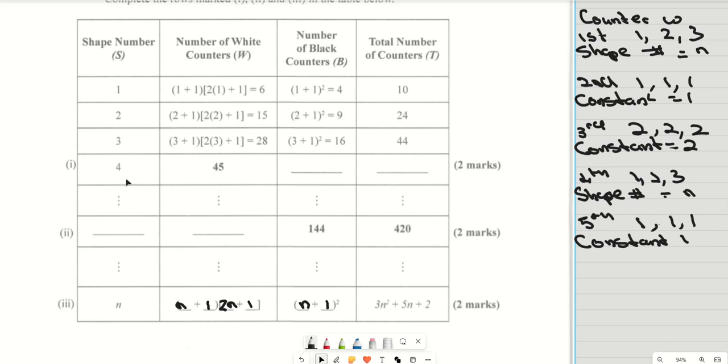Now this one, because we know what the shape number is, this is very easy to do, right? We know that our first term is our shape number. So 4 plus 1 all squared is equal to 25. And this is actually square numbers, right? 4, 9, 16, 25. All right? And then after that, remember they told you that the total number of counters is just you add the black and white. So this would be 35 plus 25, which is 60. And that is the answer for part 1.